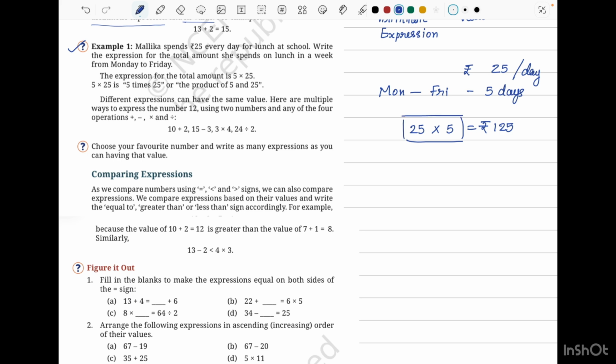This expression is read as 5 times 25 or 25 times 5, or the product of 25 and 5, or the product of 5 and 25. The expression is read like that and the value is 125. So the equality sign is used to denote the relationship between the arithmetic expression and its value.